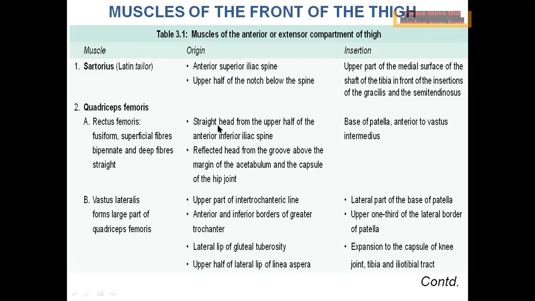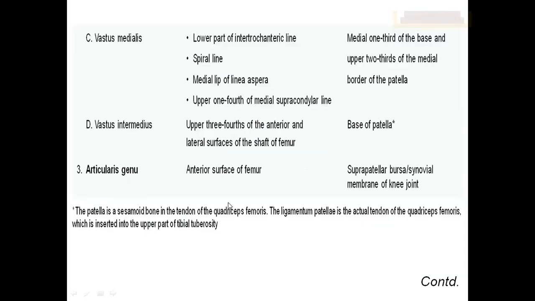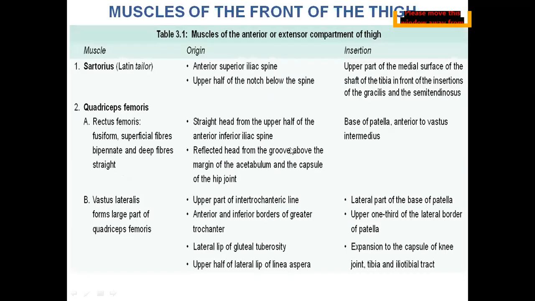Rectus femoris, as we have seen, comes from the anterior inferior iliac spine. And of course, vastus lateralis, medialis, and intermedius all come from the femur. The only thing is, you should be thorough with the osteology of the hip bone and femur. Automatically, you will be able to make out the muscles' origin and insertion very clearly.